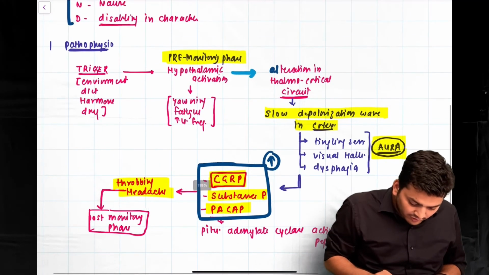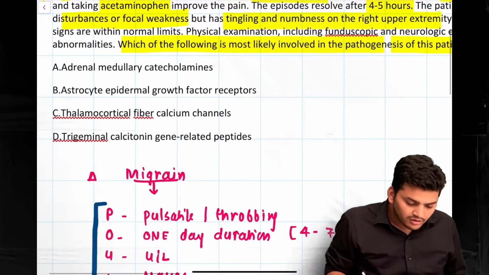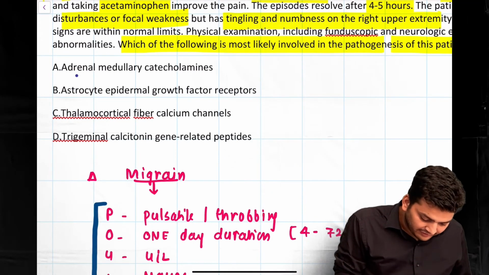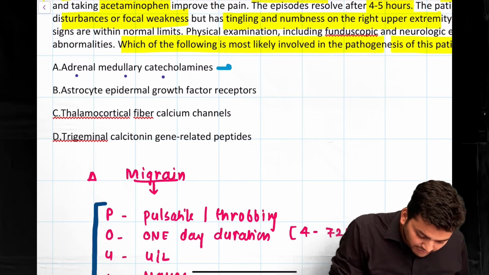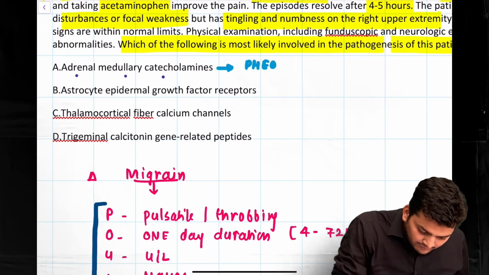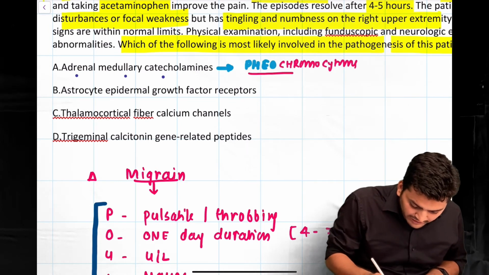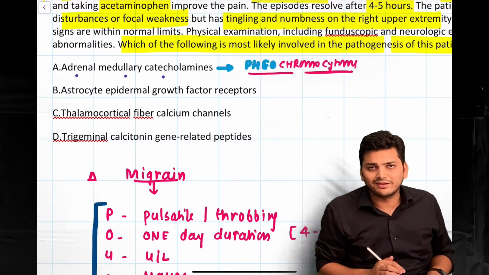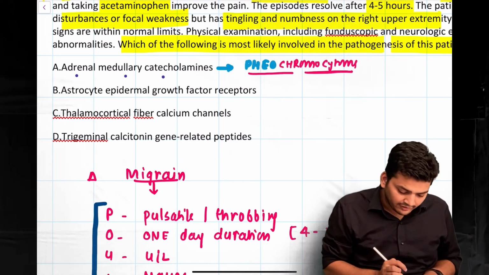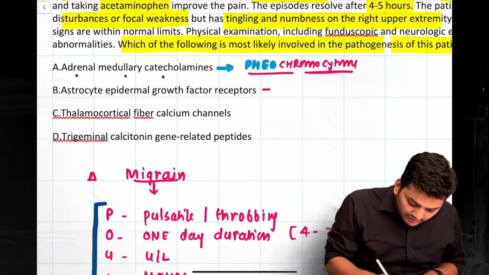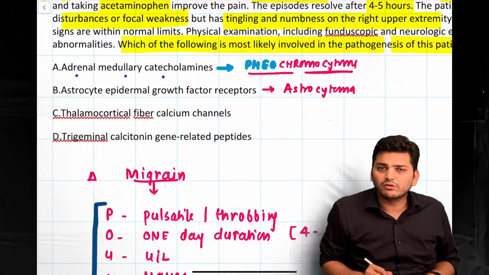What they have asked is, what is the mechanism behind this migraine? Let's go through the options one by one. The first is an increase in adrenal medullary catecholamines. Increased adrenal medullary catecholamines are associated with pheochromocytoma. In pheochromocytoma the headache is episodic in nature, which they have not mentioned, and it is also associated with palpitation and increased sweating. Astrocyte epidermal growth factors are associated with astrocytoma. That cannot be the case either.